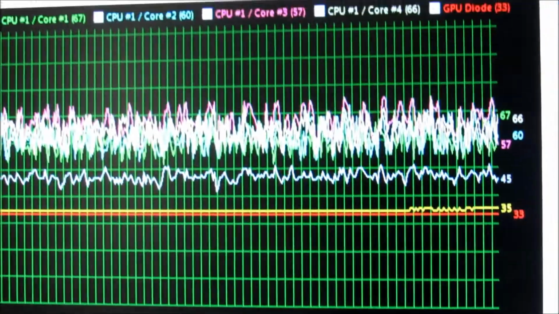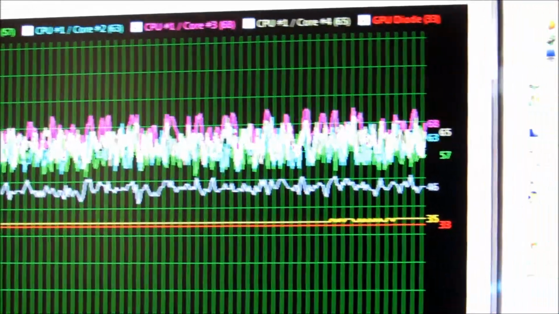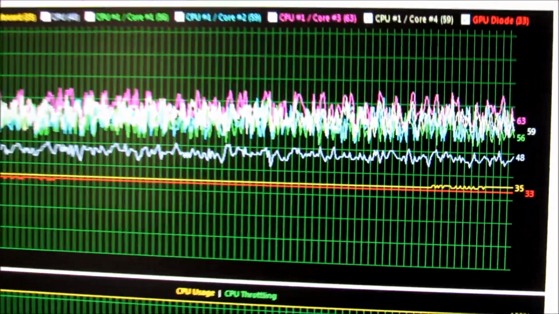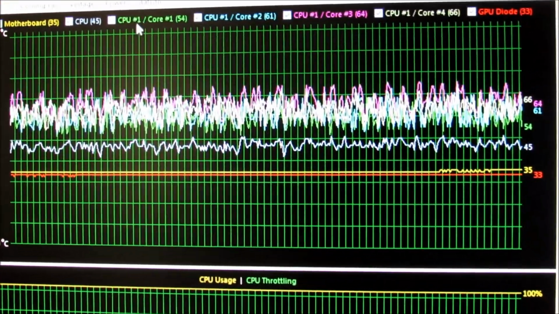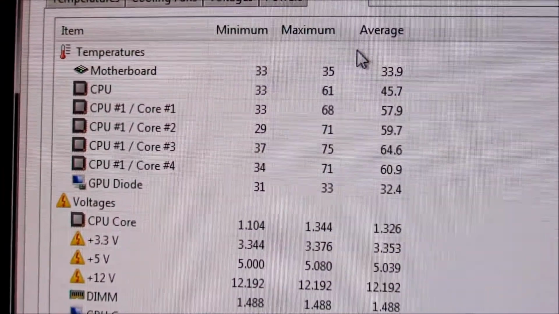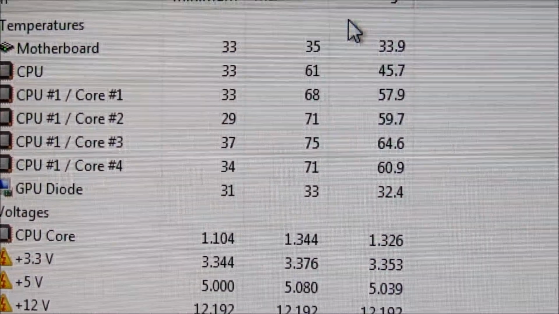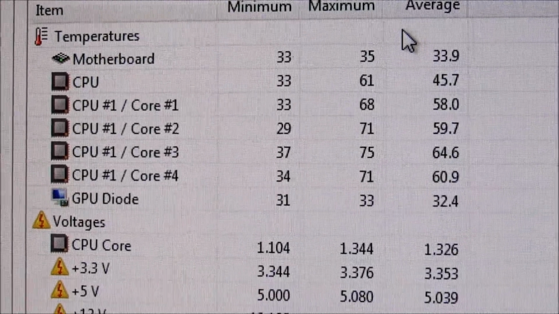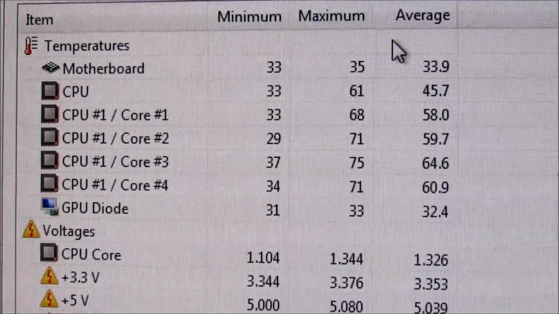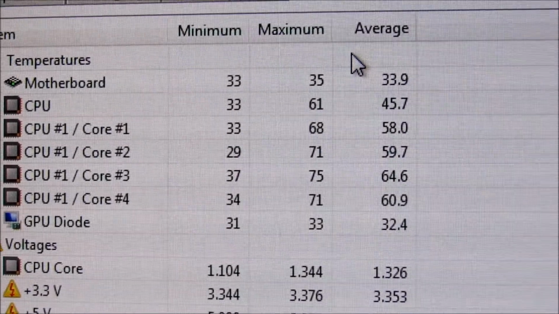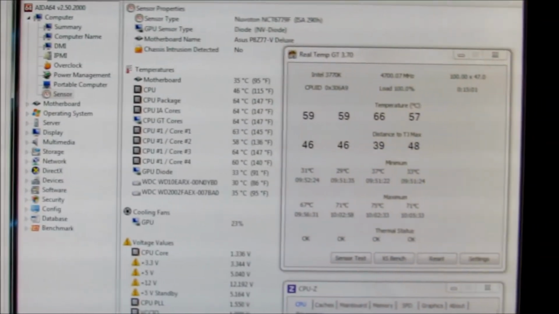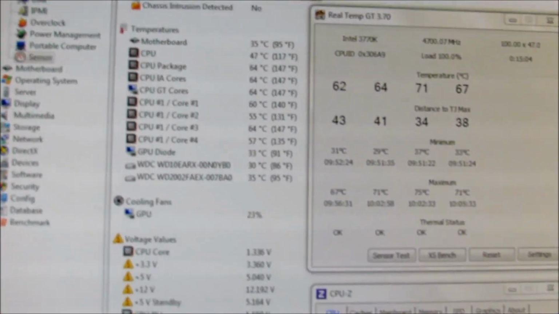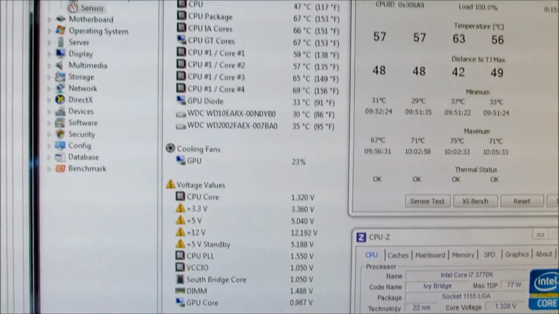Okay, let's see my averages, not just counting the highest temps. So you can see with the cores, 57.9, 59, 64, and 60 are my averages. And you can see my minimums and maximums over there. So yeah, I'd say not too bad. I've heard some bad reviews or opinions about this water block, but they seem to be fine to me.